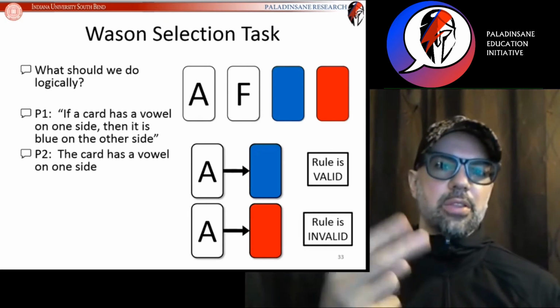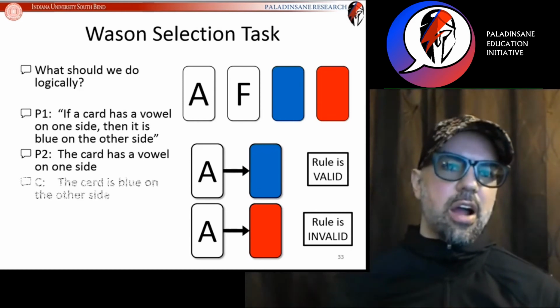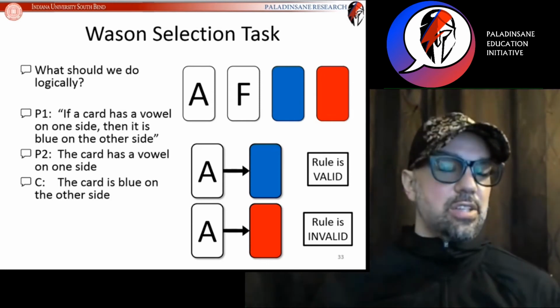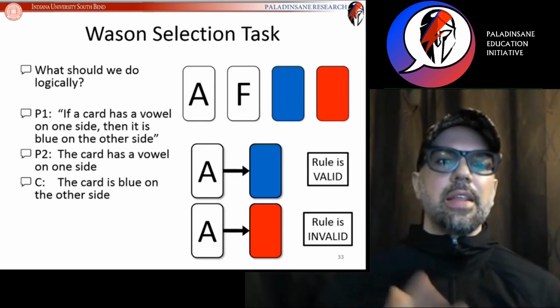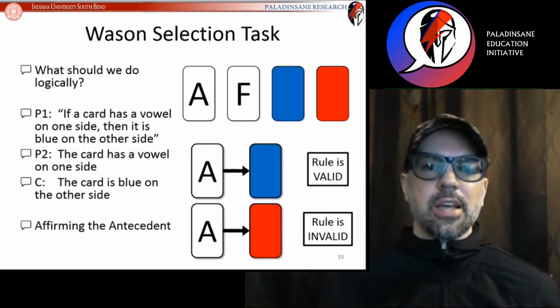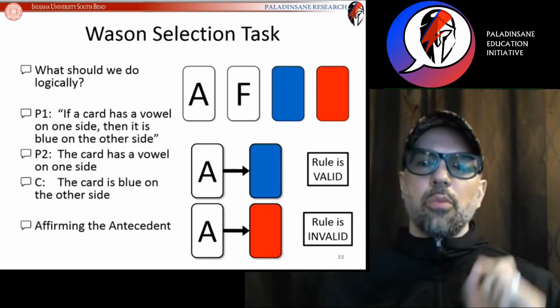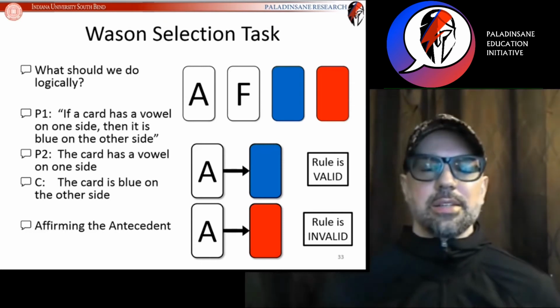So we know that those 2 premises lock in the conclusion that the card has to be blue on the other side. So if we find out that it is not blue on the other side, we can conclude that the rule has been violated, and that is because this is a valid argument. This is affirming the antecedent. So this is the first one that we should flip. We should flip the A card. More importantly, we should flip the P is true card, affirming the antecedent.